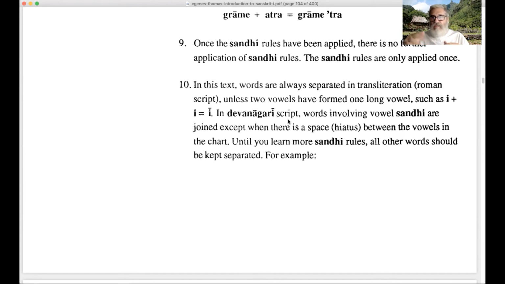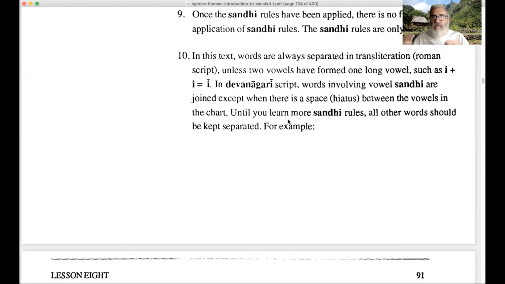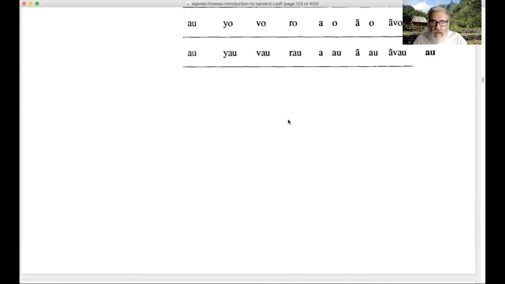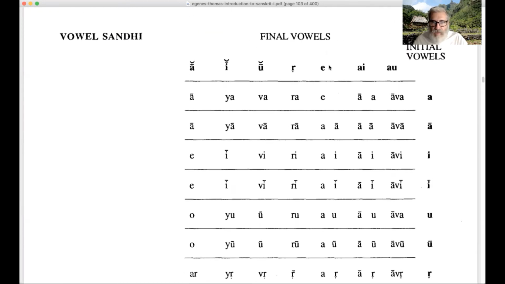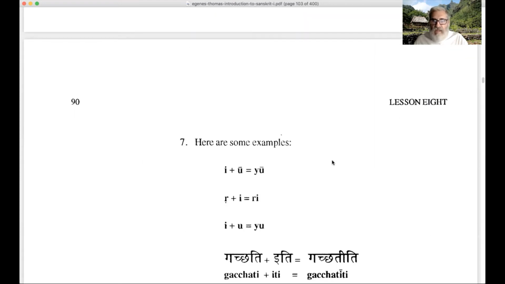In Devanagari script, words involving vowel sandhi are joined, except when there's a space or hiatus between the vowels in the chart, right? So do we see any hiatus? We did see that. See here, for instance, with the letter A at the ending, you can see the product of the two letters has a space in between them. So that means when the first word ends in a short A and the second word begins in a long A, there's a space in between. The product has a space in it, the conclusion has a space in it, right? So he just wants to make sure that you understand that.